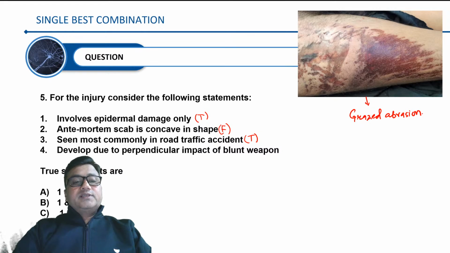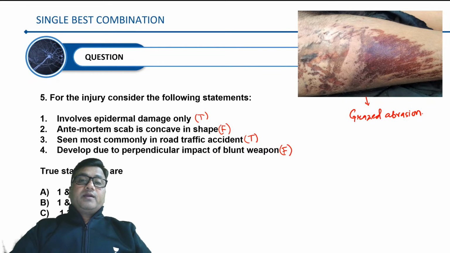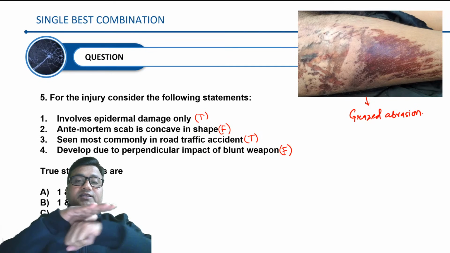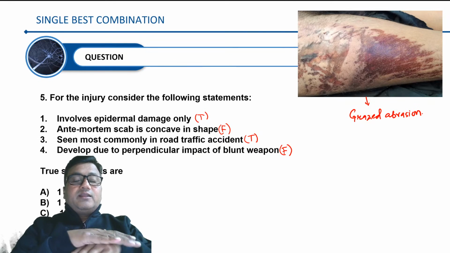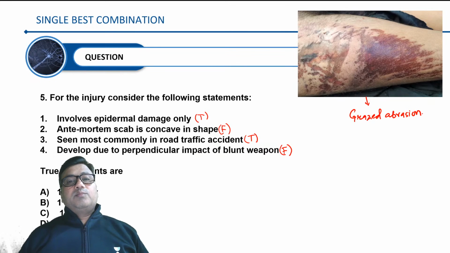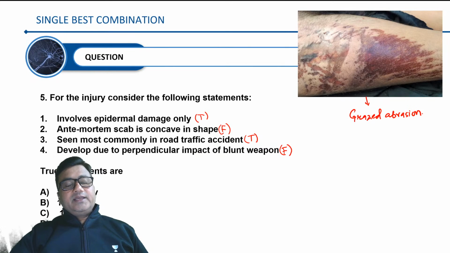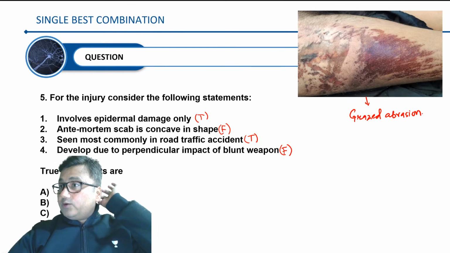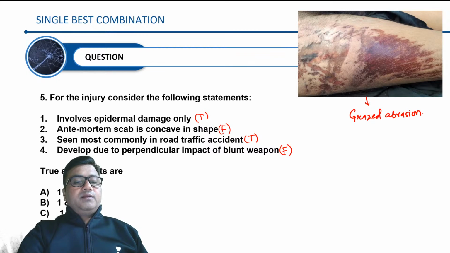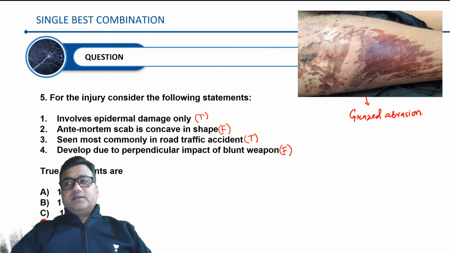And then fourth, developed due to perpendicular impact of blunt force, which is again a false statement, because as I just said, grazed abrasions are a result of friction injury, sliding injury. So tangential impact with a rough surface on the body is what produces a grazed abrasion. So what we see is that statements number 2 and 4 are correct, the rest of them are wrong. So the best option telling us that 2 and 4 are correct is option number D in this case.